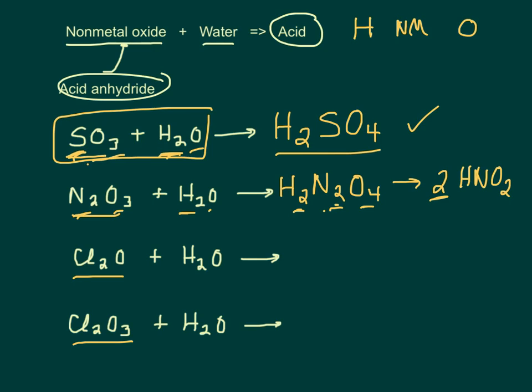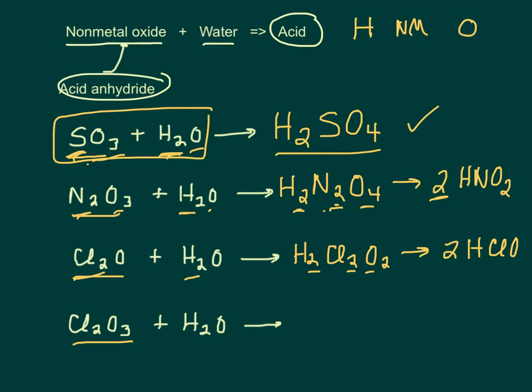Okay, you might want to try the last 2 yourself, if you want to stop the video and try them. Okay, so we'll do them now. If you've already tried them, great. Let's see how you did. 2 H's, 2 Cl's, and 2 O's. I can reduce them by 2, so the product is 2 HClO.